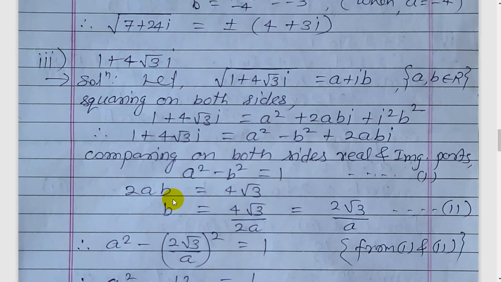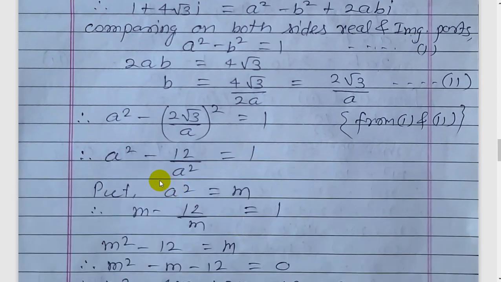Okay, so you can find here either a or b, and substitute this value in equation number first. Suppose we are finding the value of b, so we should substitute the value of b in equation first. Therefore a square minus (value of b, 2 root 3 upon a) whole square, is equal to 1. Therefore a square minus 12 upon a square equal to 1.